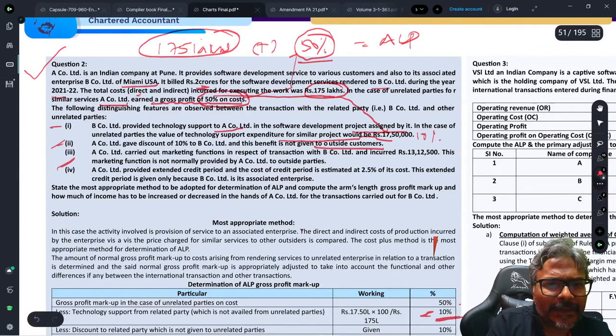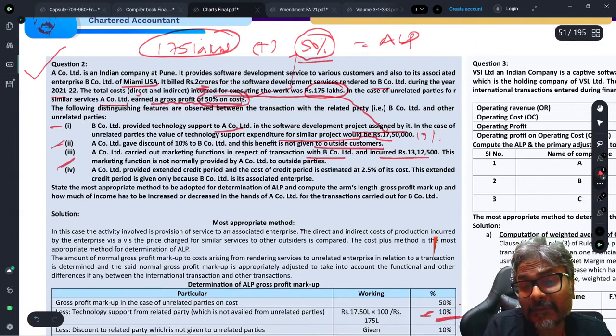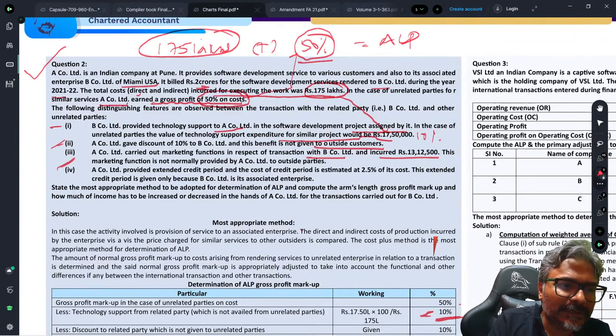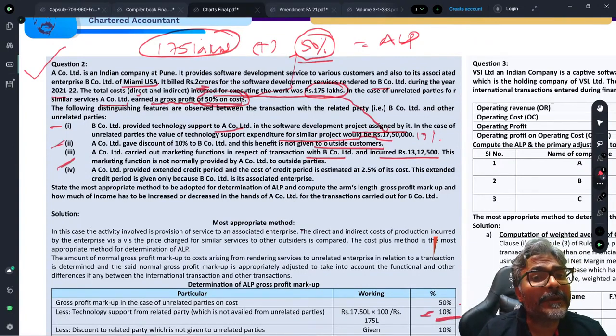Point number three. A Company Limited carried out the marketing function in respect of transaction with B Company Limited and incurred 13,12,500 rupees, students. Can you see that? This marketing function is not normally provided by A Company Limited to outside parties. So obviously they are clearly saying that this kind of marketing support we are not giving to anyone, students. Is that clear to all of you?